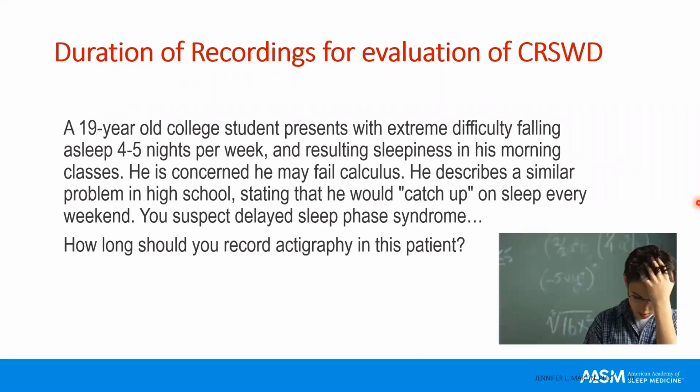So here's an example. A 19-year-old college student presents with extreme difficulty falling asleep 4 to 5 nights a week and resulting sleepiness in his morning classes. He's concerned he might fail calculus. He describes a similar problem in high school, stating that he would catch up on sleep every weekend. You suspect delayed sleep phase syndrome. How long should you record actigraphy in this patient?